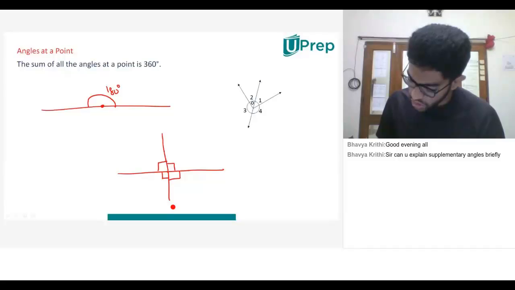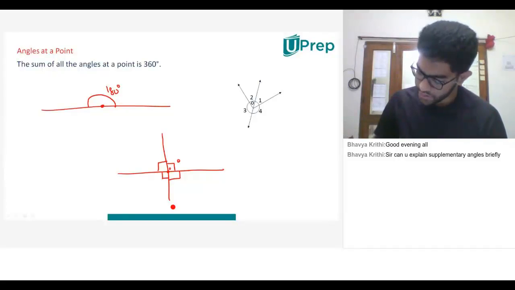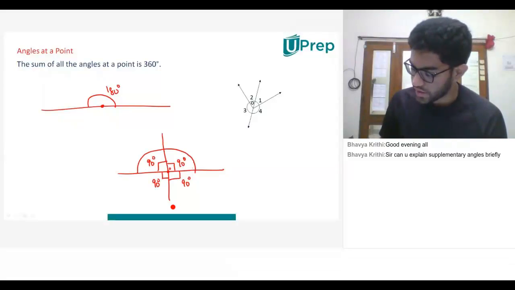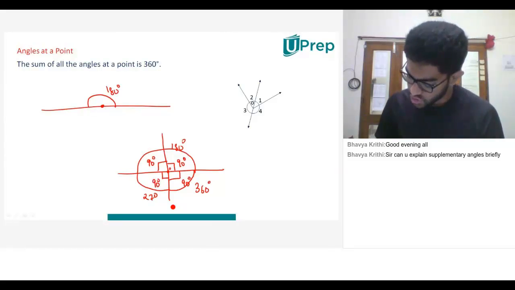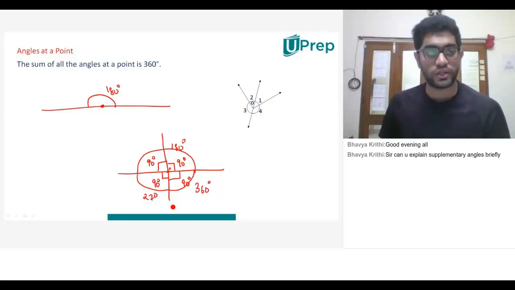Now, this is a common point, say O. This is 90, this is 90, this is 90 and this is 90. When I add up these two, I get 180 degrees. When I add up these three, I get 270 degrees. When I add up all the circle, I get 360 degrees. Correct. So this is what the theorem says.